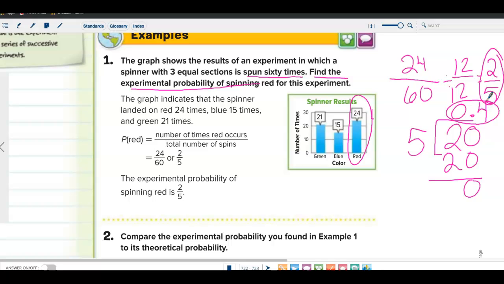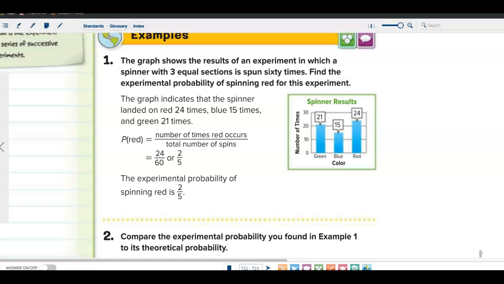What's my percent? 40%. Wait, why would we put the 0? Is it because it's a tenths spot? Yes, because our ones spot is a 0, because we couldn't. Okay, so that was our experimental results. Questions on that?